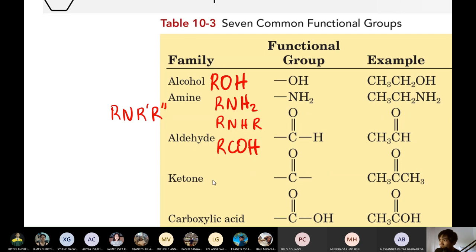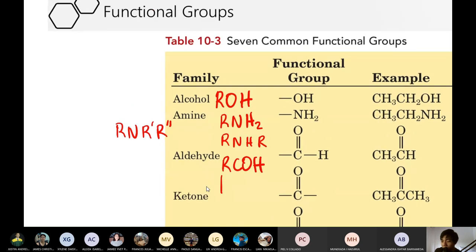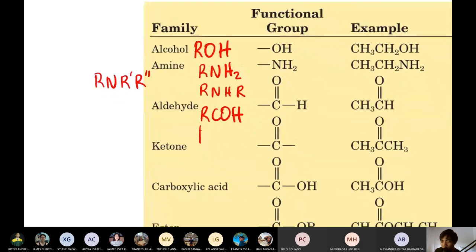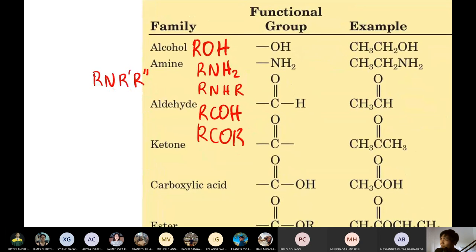Keto naman, ang tawag ko diyan ay R-core. Okay? So C double bond O, tapos another carbon group. Carbon group, carbon group, then C double bond O. R-core. So ganun ko siya minememorize. Kayo na lang bahala.